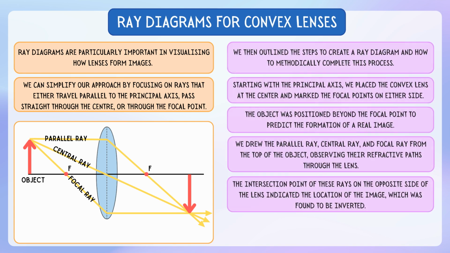We outlined the steps to create a ray diagram. Starting with the principal axis, we placed the convex lens at the center and marked the focal points on either side. The object was positioned beyond the focal point to predict the formation of a real image. We drew the parallel ray, central ray, and focal ray from the top of the object, observing their refractive paths through the lens. The intersection point of these rays on the opposite side of the lens indicated the location of the image, which was found to be inverted.